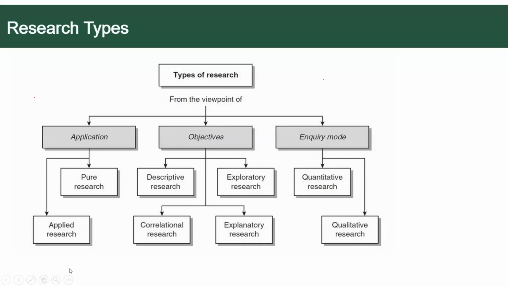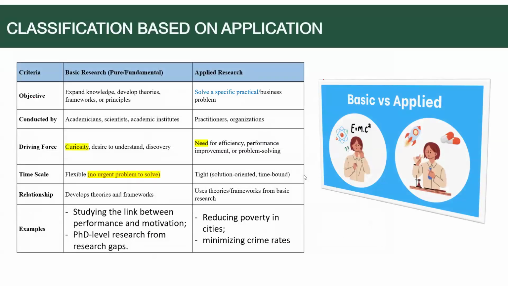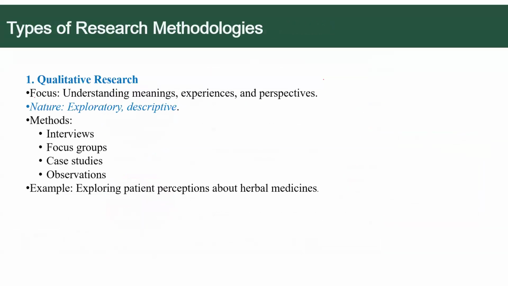In correlational research, your statistical analysis is mandatory. And then inquiry mode is qualitative and quantitative analysis. So qualitative analysis, basically, what is quality? Quality is the main focus of understanding meanings, experiences, and perspectives. So basically, you have chosen an application, you have chosen an objective.